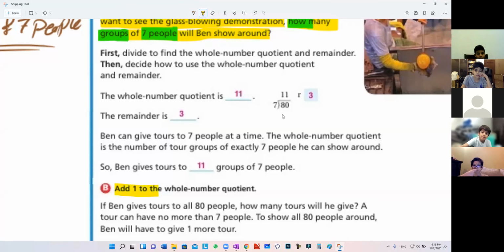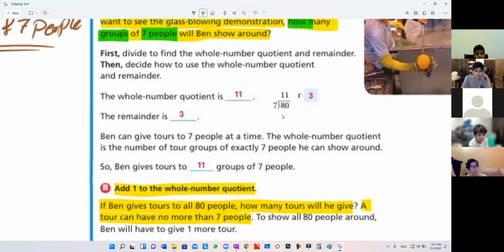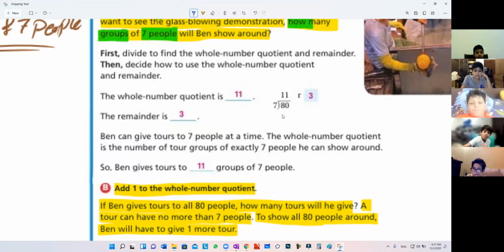Letter B, add 1 to the whole number quotient. Let's read. It then gives tours to all 80 people. How many tours will he give? A tour can have no more than 7 people. To show all 80 people around, Ben will have to give one more tour. So, as we said before, we have 11 groups with 7 people in each, right? Yeah. And the remainder is 3. So we have 3 people left over.